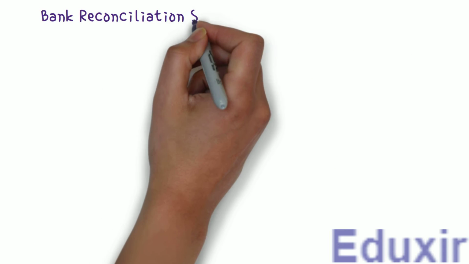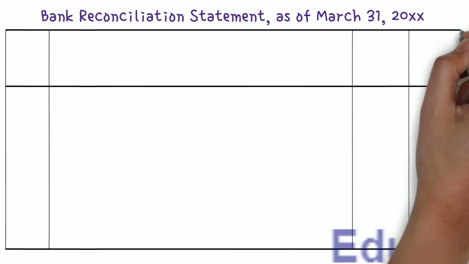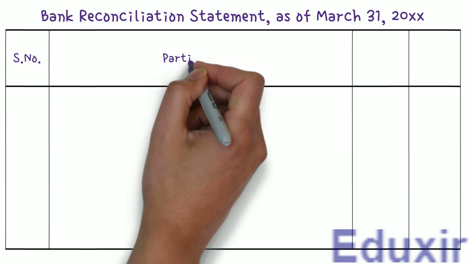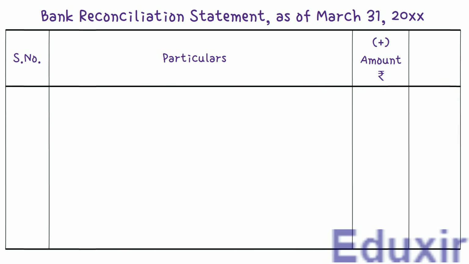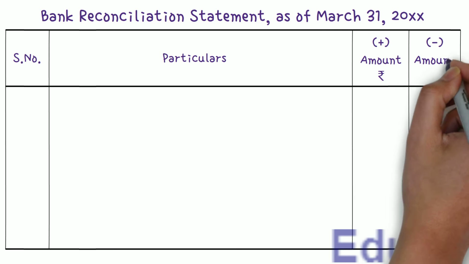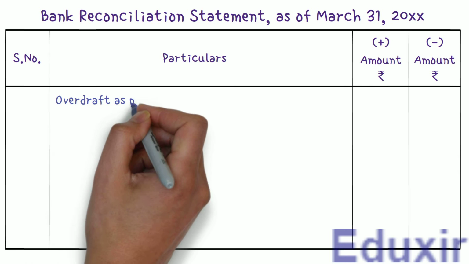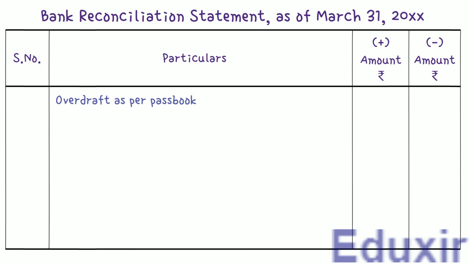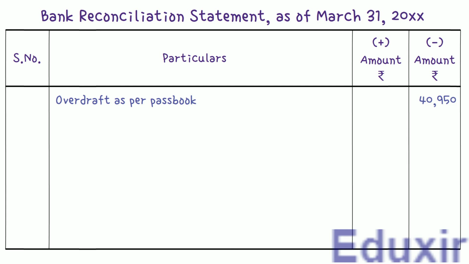Let us first write the title as Bank Reconciliation Statement as of March 31st, 2000 plus. Let us have the individual columns for serial number, particulars, amount that should be added, and amount that should be deducted. Let us first write the particulars as overdraft as per passbook. As this is debit or unfavorable balance in the passbook, we need to write this amount of 40,950 rupees in the minus amount column. That completes the recording of these details into the bank reconciliation statement.